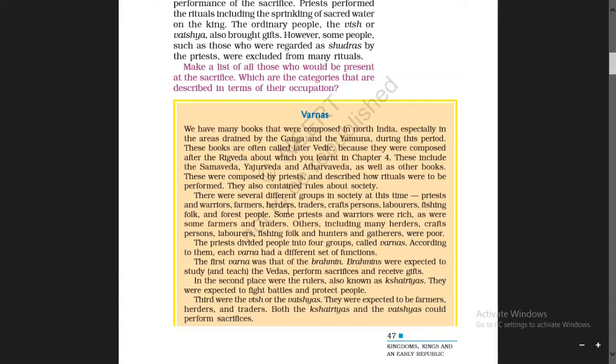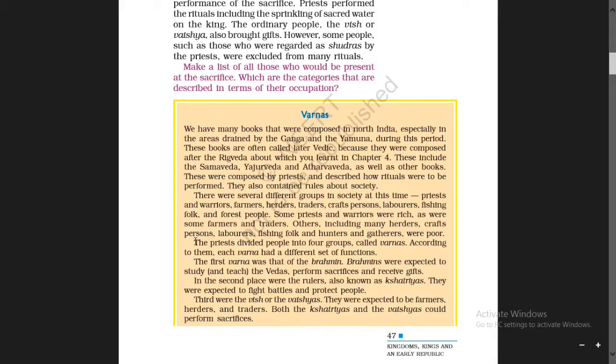There were several different groups in society at this time: priests and warriors, farmers, herders, traders, craftspersons, laborers, fishing folk, and forest people. A warrior means a brave or experienced soldier. Some priests and warriors were rich, as were some farmers and traders. Others, including many herders, craftspersons, laborers, fishing folk, and hunters and gatherers were poor.